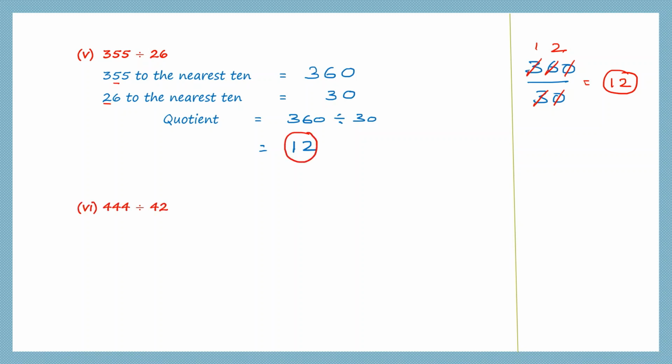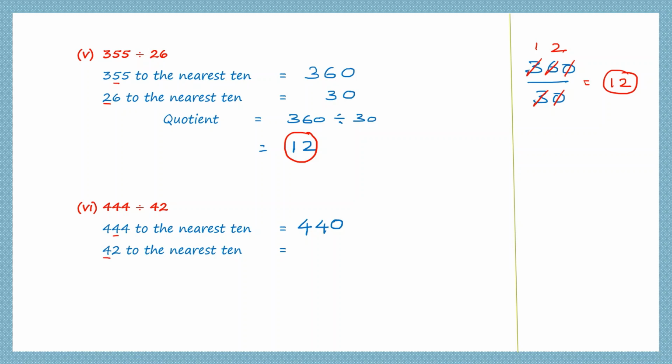Question 6. 444 divided by 42. 444 to the nearest 10. In the tens place we have 4. The digit to its right is less than 5. So the underlined digit will remain the same. So 4, 4 and we have a 0. 440. 42 to the nearest 10.